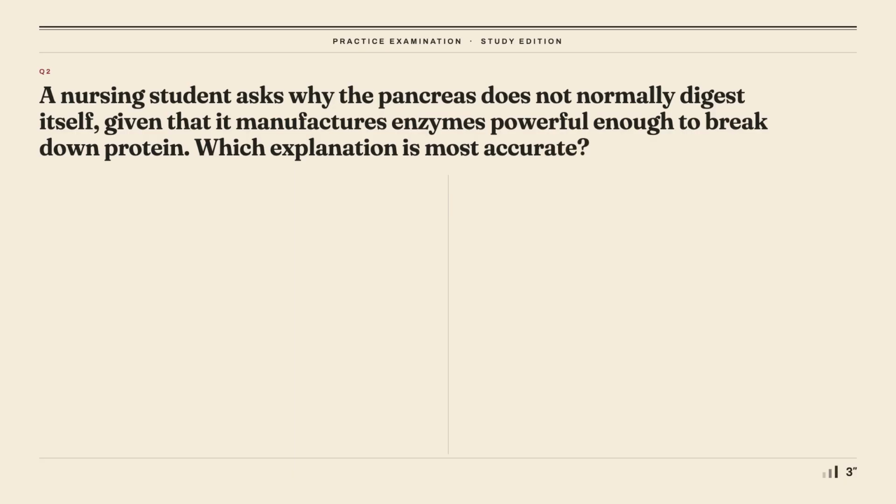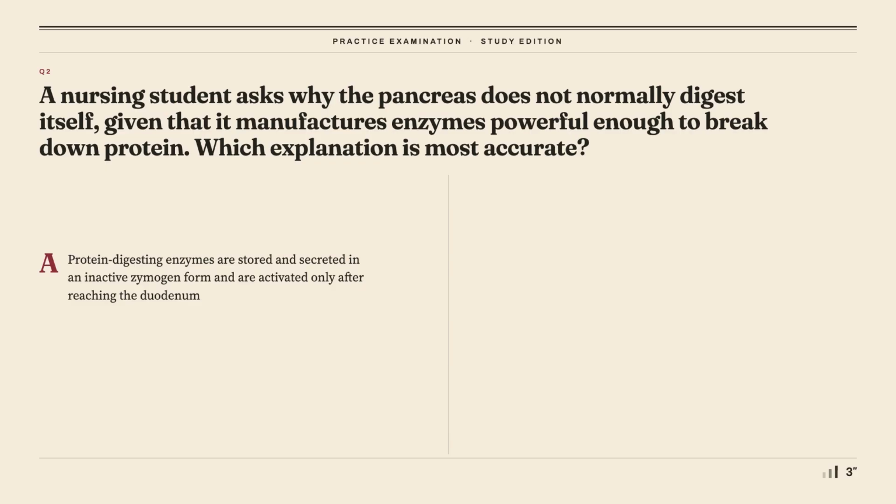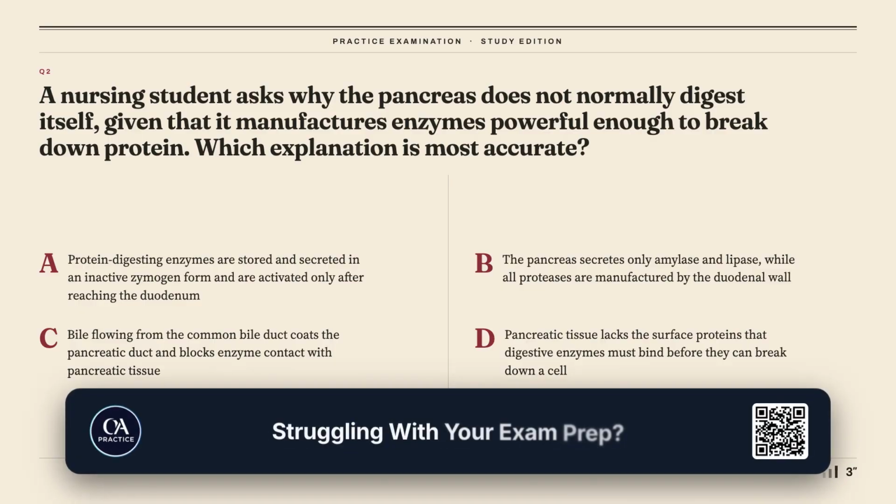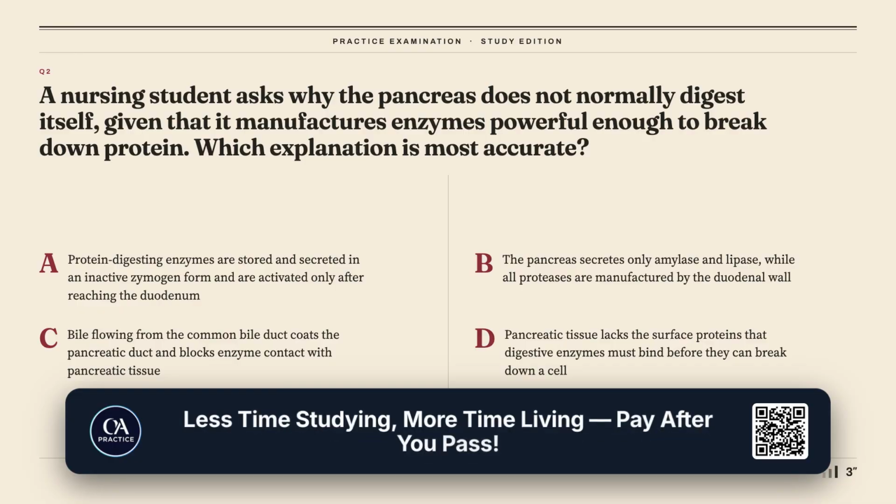Your options are: A. Protein digesting enzymes are stored and secreted in an inactive zymogen form and are activated only after reaching the duodenum. B. The pancreas secretes only amylase and lipase, while all proteases are manufactured by the duodenal wall. C. Bile flowing from the common bile duct coats the pancreatic duct and blocks enzyme contact with pancreatic tissue. D. Pancreatic tissue lacks the surface proteins that digestive enzymes must bind before they can break down a cell. Take a second. Which answer would you pick?